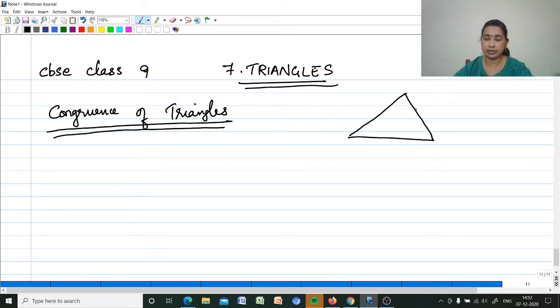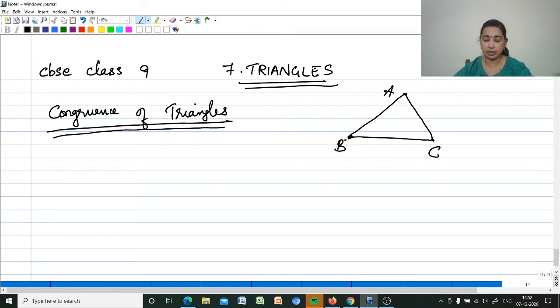A triangle has three sides. Triangle means, tri means three. A triangle has three sides, three angles and also three vertices. Let this be triangle ABC. So AB is a side, BC and CA, and the vertices are A, B and C, and the angles are angle A, angle B and angle C.